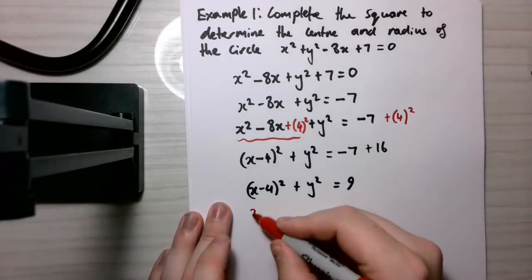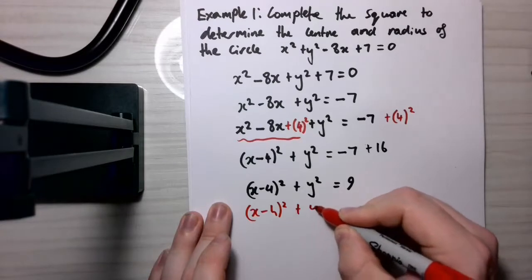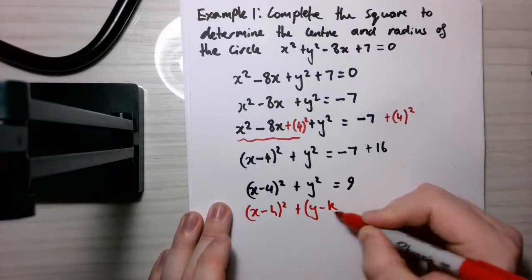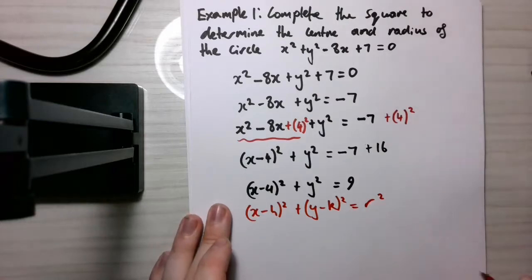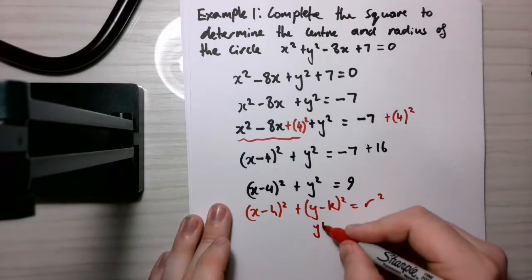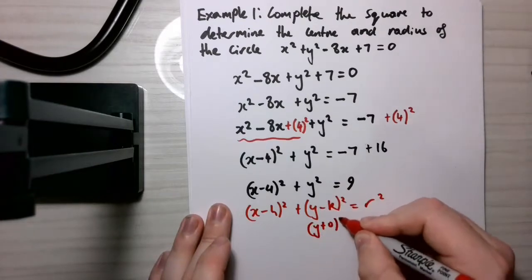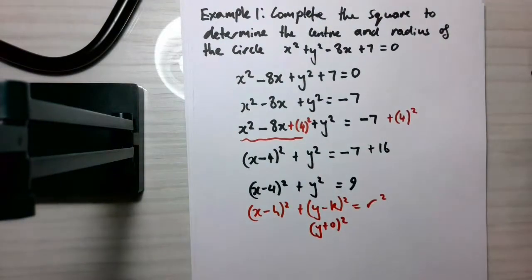So remember, our whole aim was to get it looking like (x minus h) all squared plus (y minus k) all squared equal to r squared. And we have it looking pretty similar to that. The reason why we have (y minus k) all squared is we can rewrite y squared as (y plus 0) all squared. So we're not actually shifting it up and down, we're just shifting it left and right.